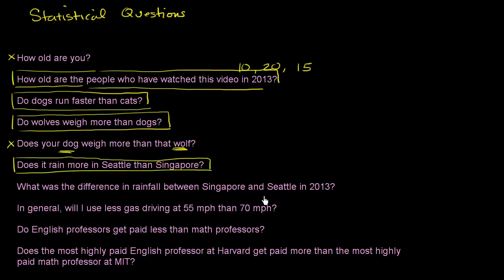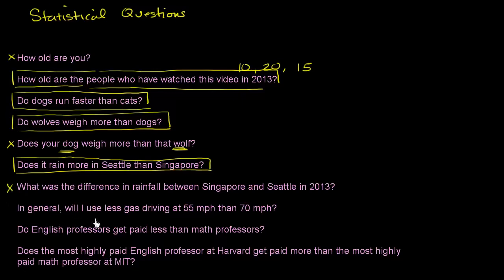What was the difference in rainfall between Singapore and Seattle in 2013? Well, these two numbers aren't known. They can be measured. Both the rainfall in Singapore can be measured, the rainfall in Seattle can be measured. And assuming that this has already happened and we can measure it, then we can just find the difference. So you don't need statistics here. You just have to have both of these measurements and subtract the difference. So not a statistical question.